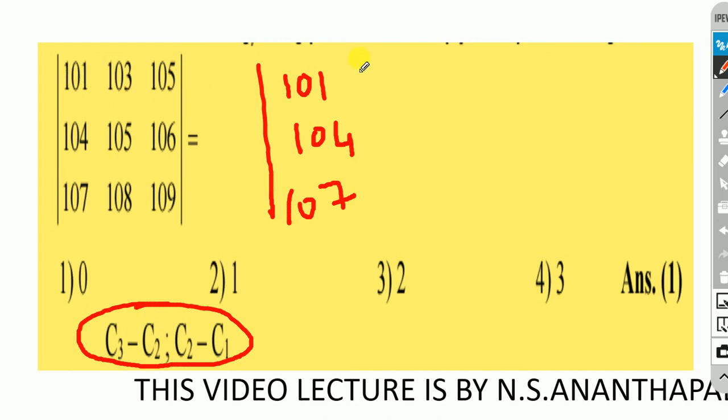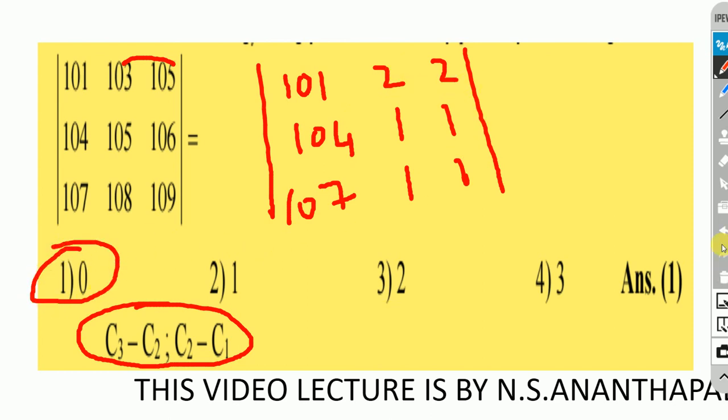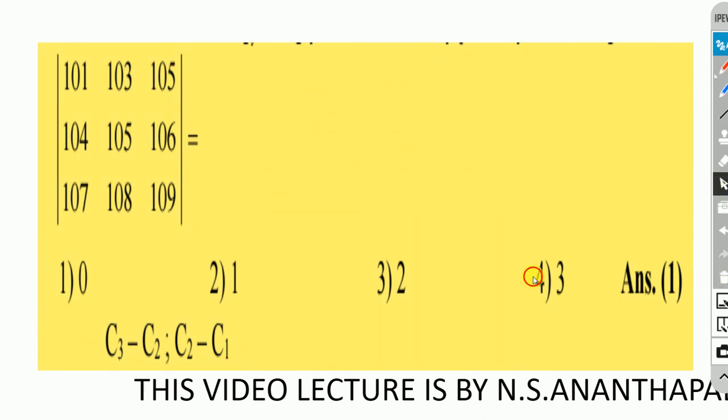C3 minus C2 and C2 minus C1. So 3 minus 1 is 2 here, 5 minus 4 is 1 here, 8 minus 7 is 1. Similarly, 5 minus 3 is 2, 6 minus 5 is 1, 9 minus 8 is 1 here. So 101, 2, 2, 104, 1, 1, 107, 1, 1. So you can observe now the second column is equal to the third column, that is, the columns are identical, which means it is 0. Option 1 is the correct answer.